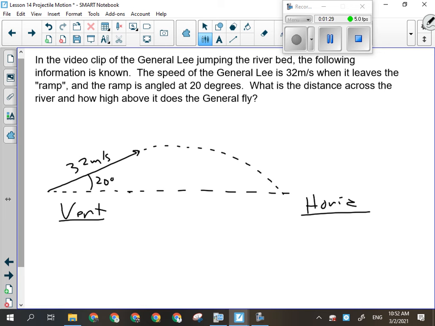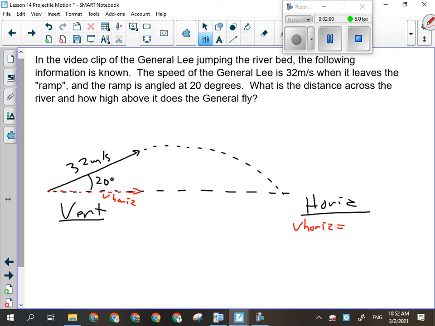Before we even get to vertical, let's have a look at what this looks like in terms of vector components. The 32 meters per second is directed 20 degrees above the horizontal, which means it has a horizontal component that will be the constant horizontal velocity of the generally as it travels through the air. That's not going to change. It's going to be constant throughout.